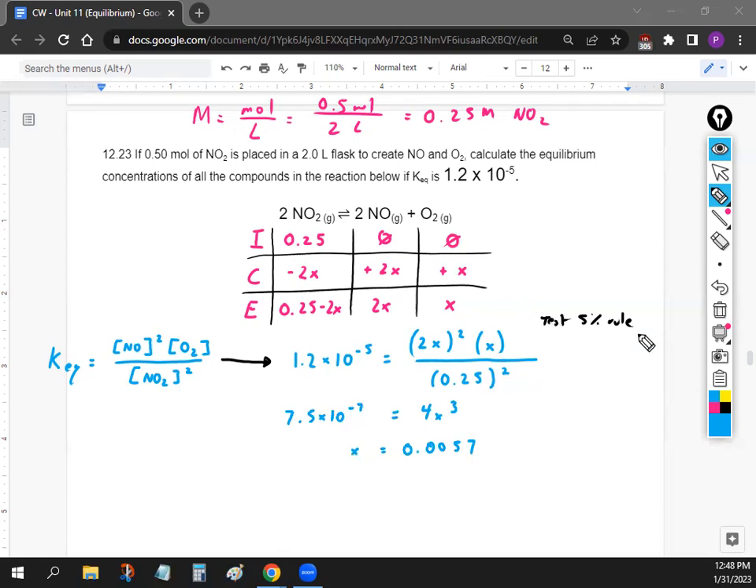All right, so we want to double check to make sure it fits the 5% rule. So let's test it. What we got to do is take x and divide it by the initial concentration of your reactant. So we're going to take 0.0057 and divide that by 0.25. And if it is under 5% or 0.05, then we should be good. If you calculate that out, you can double check for me. You should get 0.002. And so that passes the 5% rule. So we don't need to worry about the change because it's so negligible, it doesn't matter if we skip it.